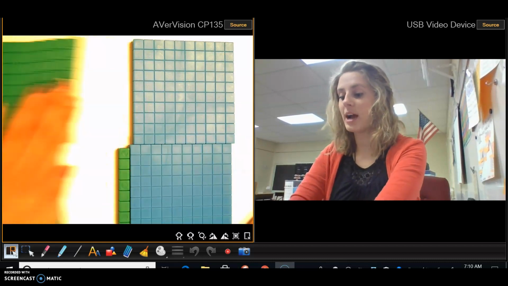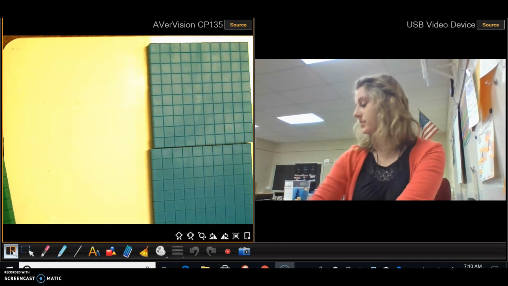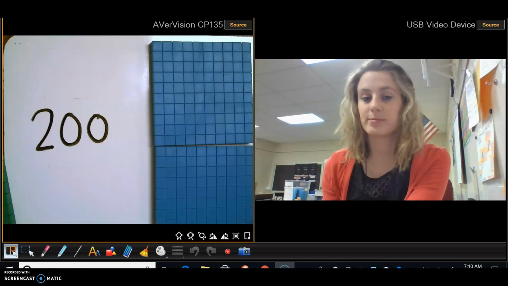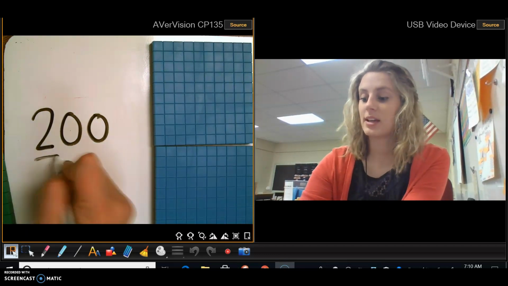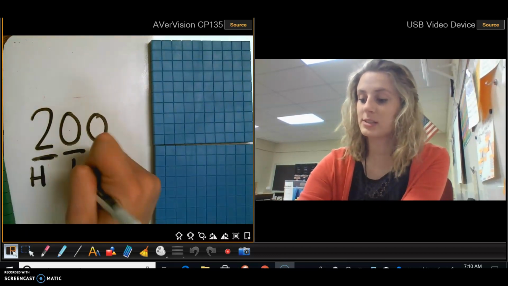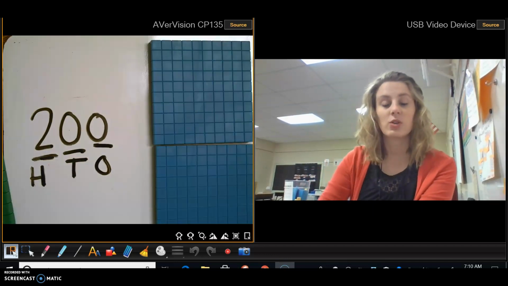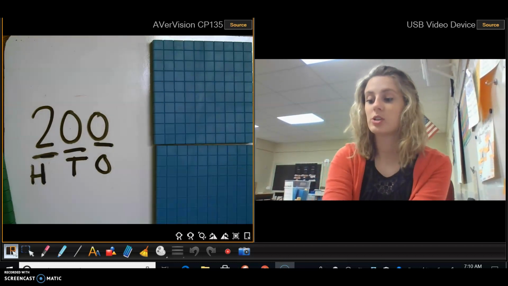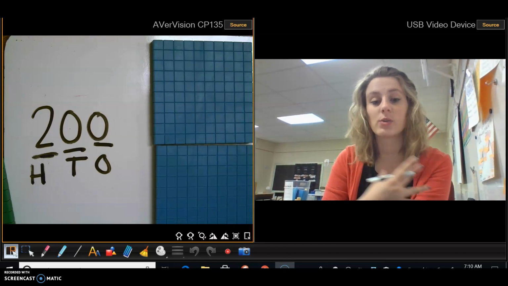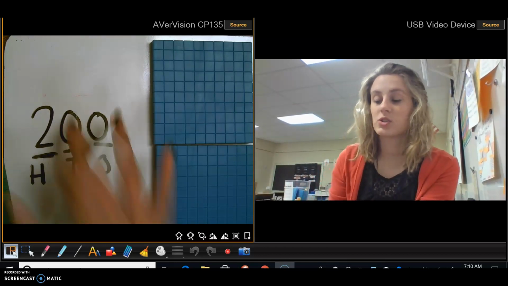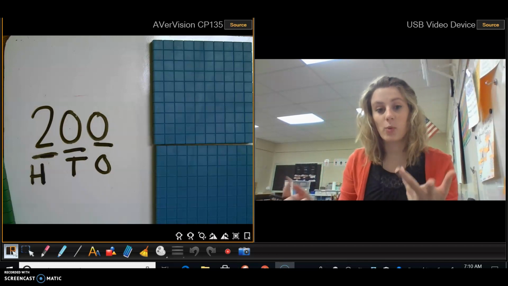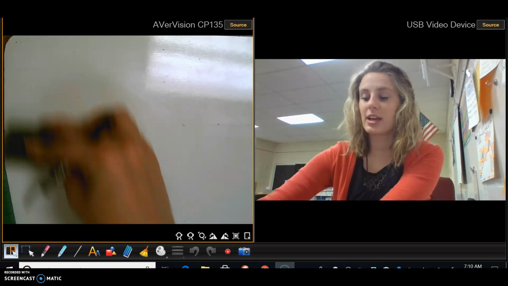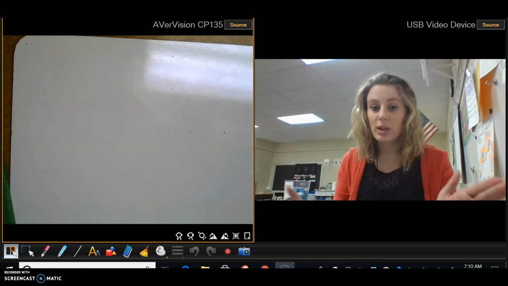So I know that the number I have represented right now, if I get rid of my 10 sticks, is 200. And I know that because this is my hundreds place, my tens place, and my ones place. So the only blocks I have on the board are my hundreds blocks, and I have 2. So 2 goes in my hundreds place. I don't have any tens on the board, so there's a 0 in tens, and I have no ones. So I have a 0 in my ones place.